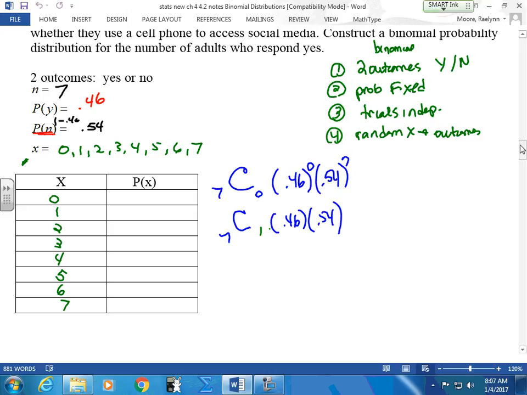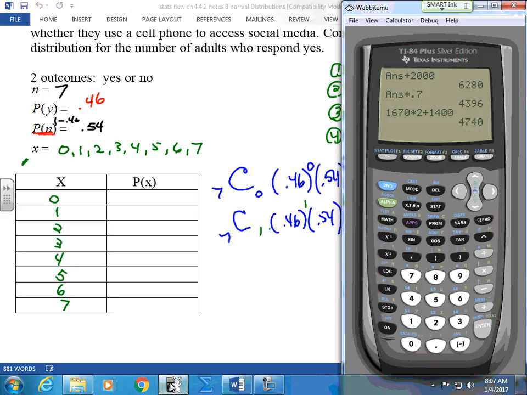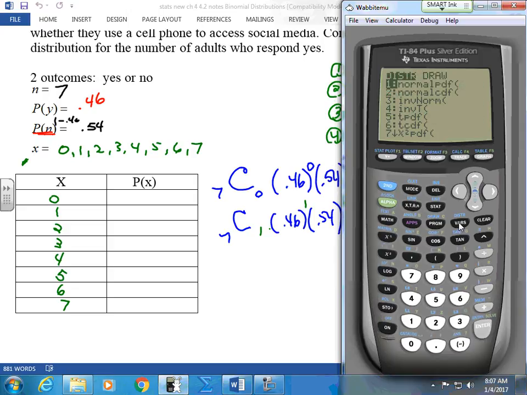You're going to have to change this one and this one, and you're going to keep the pattern going. The other way is your calculator. You go to second DISTR. You look for the word binomial PDF. It's a binomial. There's only 1, 2 words that say binomial if you scroll through this.